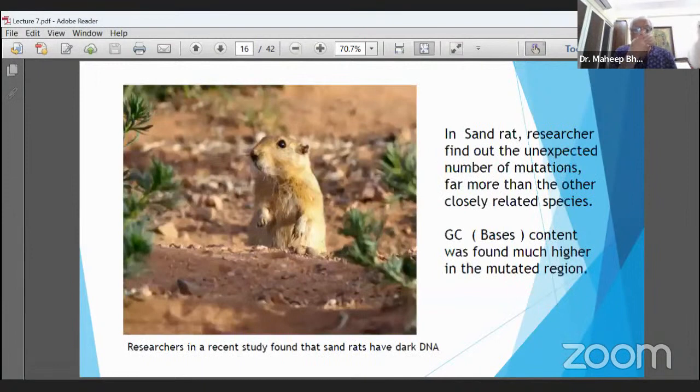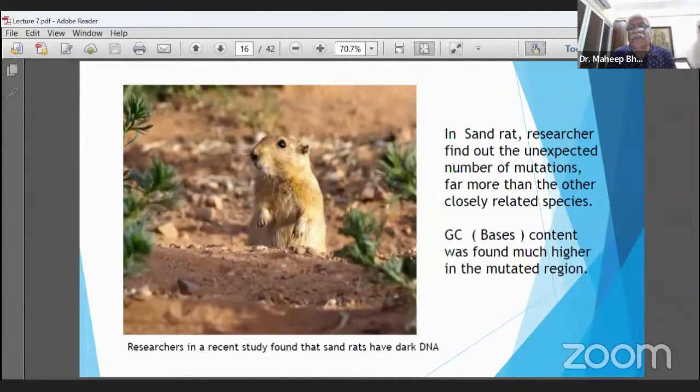The first time these kinds of missing genes were observed was in the case of a sand rat, and researchers found that these genes are missing in the sand rat because of a number of mutations which developed in the related species, and ultimately they were transferred to the sand rat.